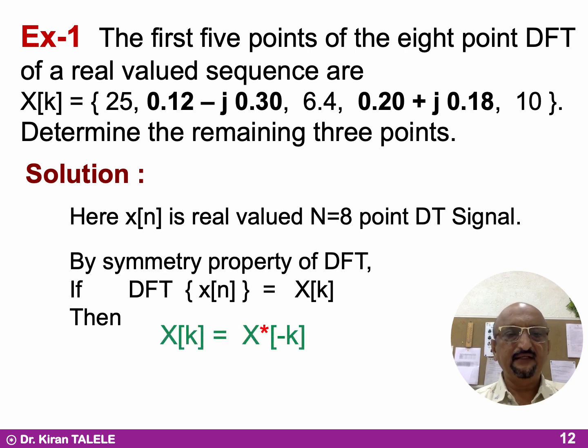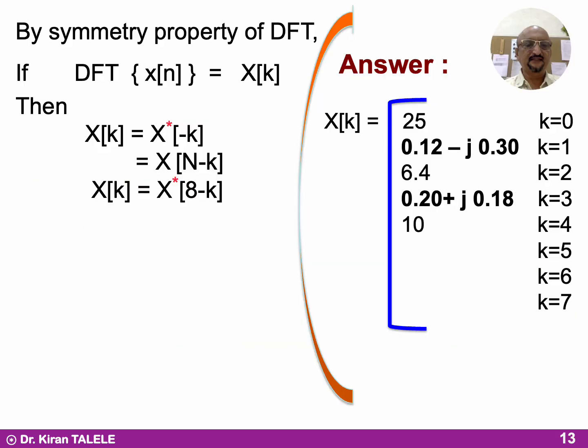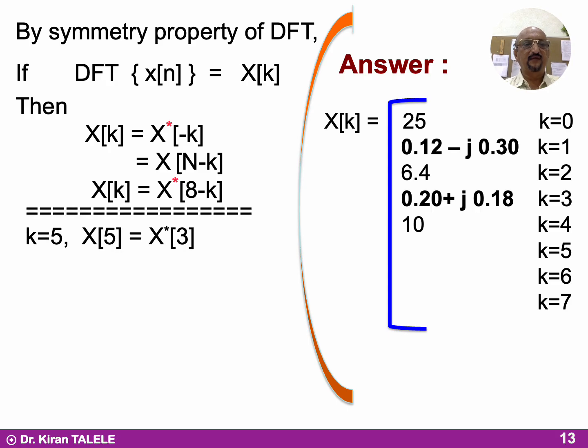According to the symmetry property, X of k is equal to X star of minus k, that is X star of N minus k. And here N is 8. That means X of k is equal to X star of 8 minus k. The 5 values of X of k are given. We can easily calculate the remaining values by evaluating this expression. We know that k is equal to 5. When k is 5, we get X star of 8 minus 5, that is X star of 3.